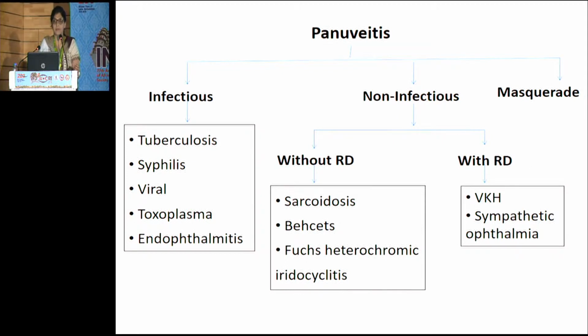And of course, masquerades is something which we should always keep in mind, especially when we are dealing with extremes of ages. In the infectious group, we see tuberculosis, which is very common. Syphilis is something which is beginning to rise again, so we'll need to keep that in mind. Viral uveitis can present as pan-uveitis, especially what Dr. Padma showed, the CMV retinitis, where you can have an immune recovery component. And you can have toxoplasma, especially if it is undiagnosed, as pan-uveitis. And of course, you have chronic endophthalmitis, which can present as pan-uveitis. And in certain areas, leptospirosis is very common, so if there's an outbreak, we need to keep that in mind as well.